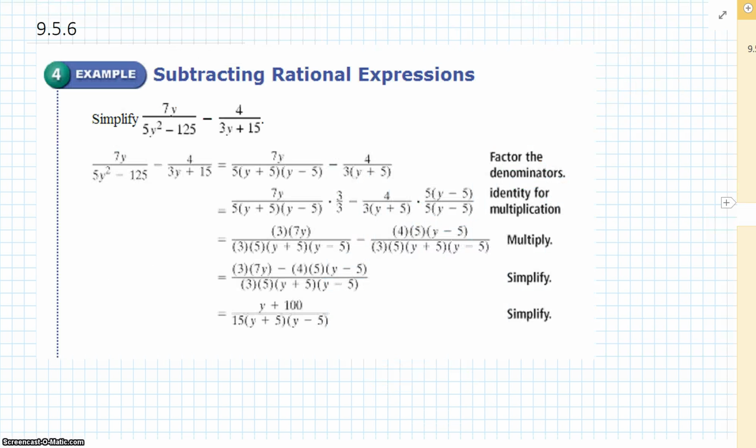Subtracting, you're going to do the same thing. You're going to factor the denominators, you're going to identify the multipliers, you're going to multiply, and then you're going to simplify. You can look at this example on your own, and we'll follow through on the next one.